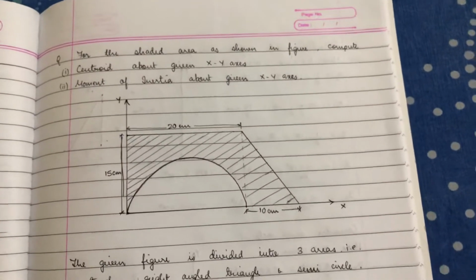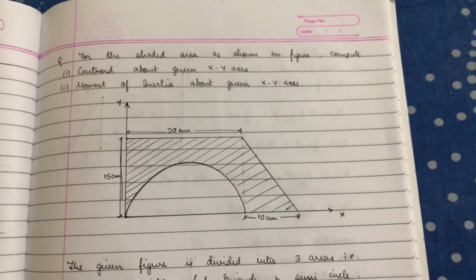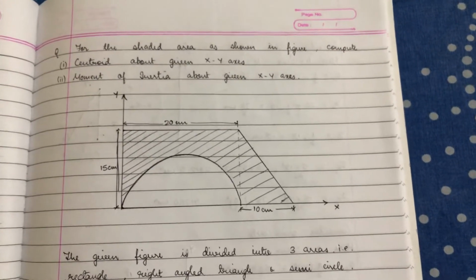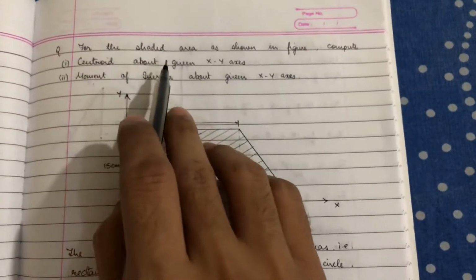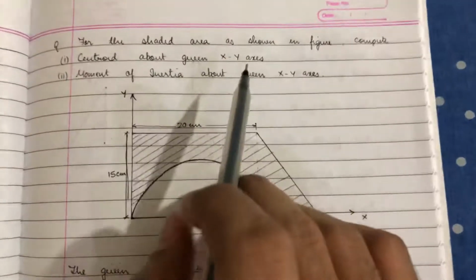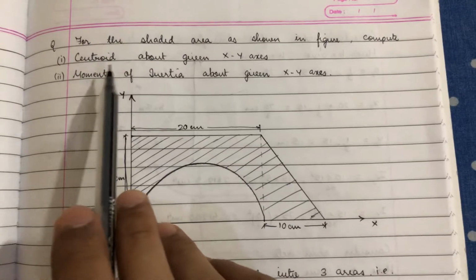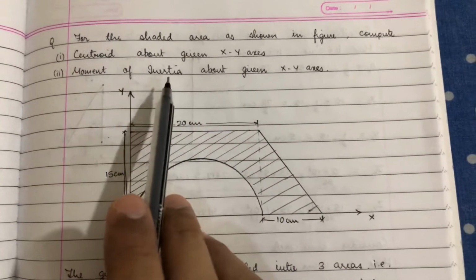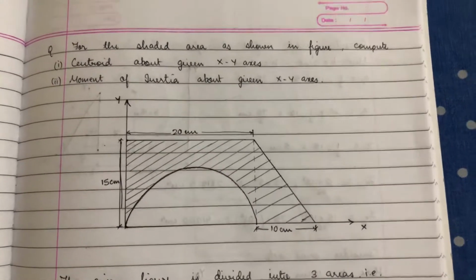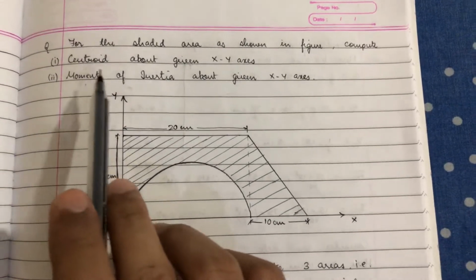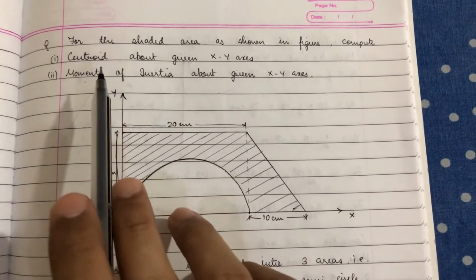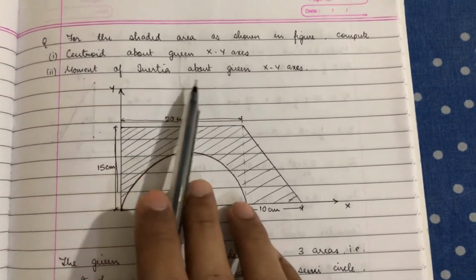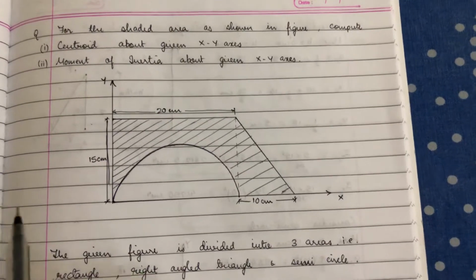Now we'll be solving a couple of problems of moment of inertia. For the shaded area as shown in figure, compute centroid about given xy axis and moment of inertia about given xy axis. Centroid I have told you in the previous problems, and today we will be doing the moment of inertia about given xy axis.